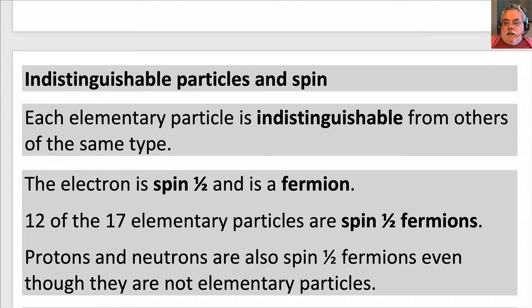Protons are also tiny permanent magnets and are the basis of medical magnetic resonance imaging, MRI, machines. Neutrons are also tiny permanent magnets, even though they have zero net electrical charge.